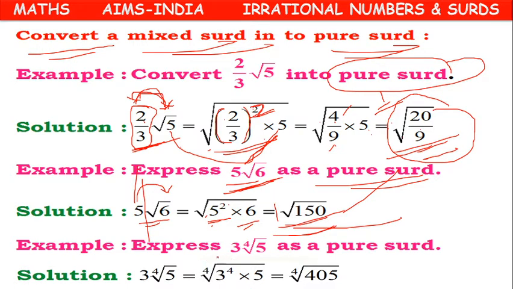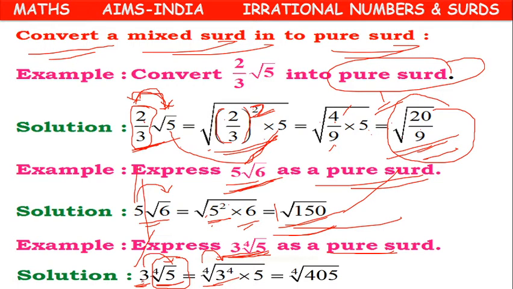Next, express 3 into 4th root of 5 as a pure surd. So 3 into 4th root of 5. 4th root of 5 is the surd, 3 is the multiple. So it is a mixed surd. We have to take 3 into the 4th root.